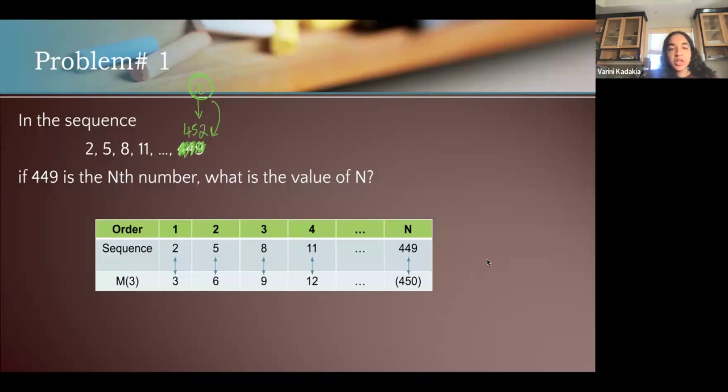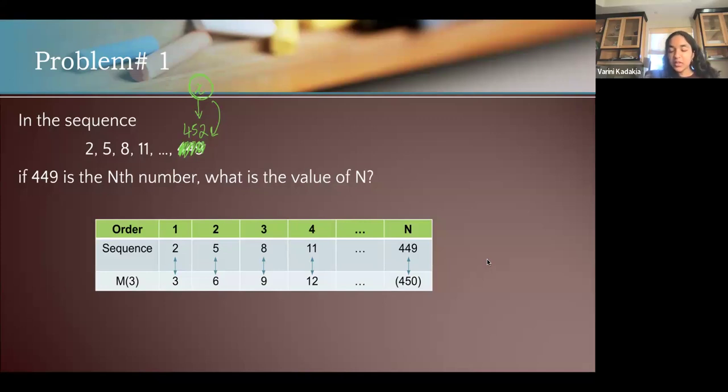Everyone understands the main objective, right? Who can tell me what the main objective is to solve the problem? Is it to find the value of n? Yeah, so basically we need to find the correlation between the value of n and the actual number, so that we can solve for n. Everyone clear? Good.